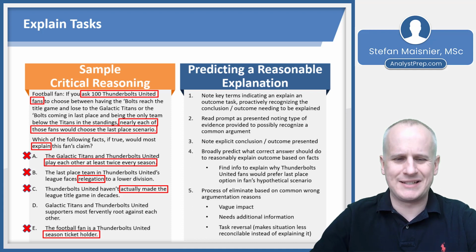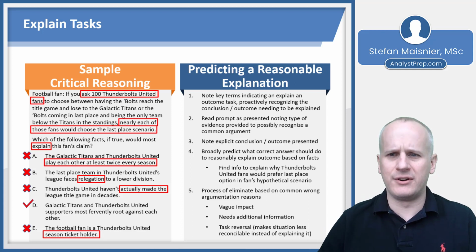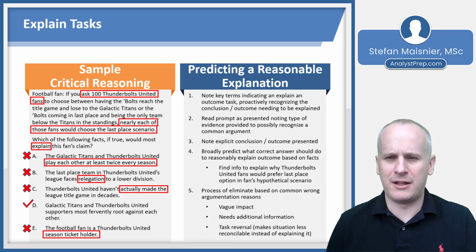But if we look at choice D, Galactic Titans and Thunderbolts United supporters most fervently root against each other. Well, now we've got it. And you may have actually come to this, if you're a sports fan, earlier on in this example, because you're like, yeah, we just really, really dislike those guys, and I'd rather they not win than us come in second. So choice D is the reasonable explanation. It addresses the exact sample and says why the fans of this team would respond in the way that was presented, even though if you're not necessarily a sports fan, you may find that a little bit silly.